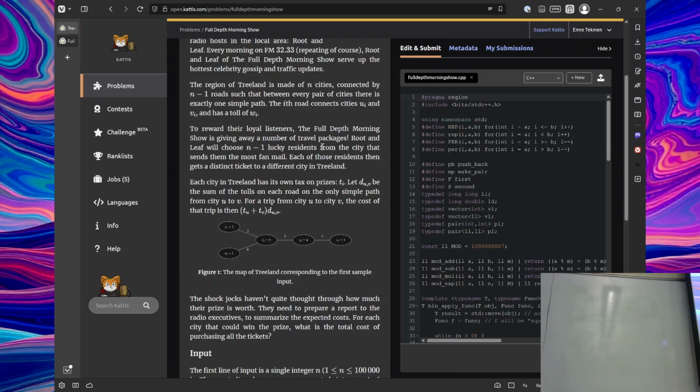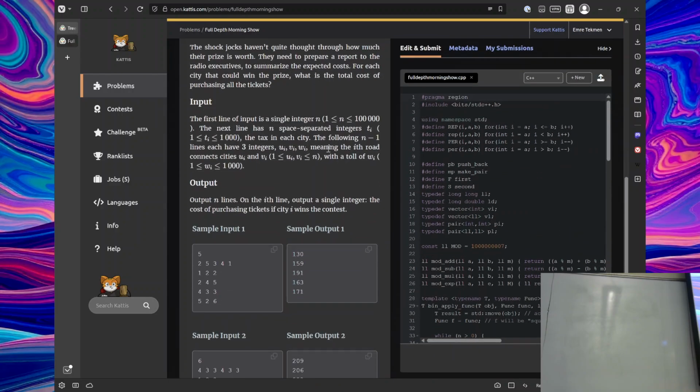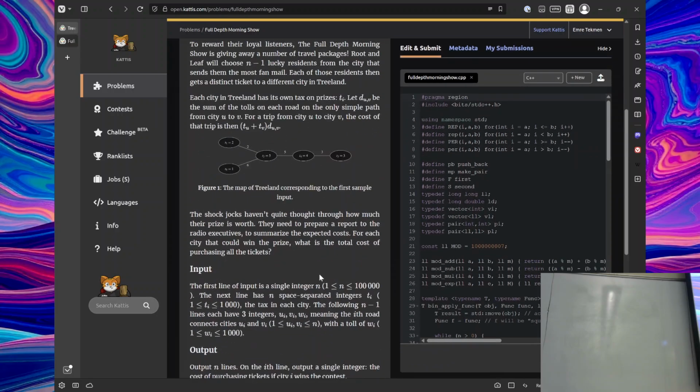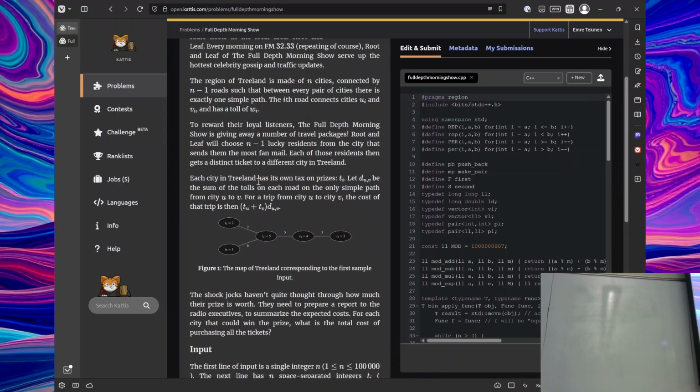Here's the main part of the problem. There are n minus 1 lucky residents from the city that sends them the fan mail. Each of these residents gets a distinct ticket to a different city in Treeland. We still don't know what the question is really asking, so let's just keep reading.